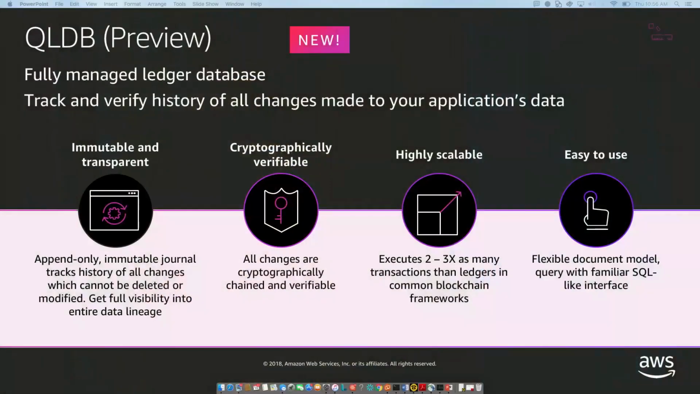QLDB, ledger database, we spoke about that. It is a zero trust database, it's in preview, and I think you can go and sign up for that and play with it. It is highly useful in financial, supply chain kind of systems where you want all the systems working together to validate and build the trust between the systems.